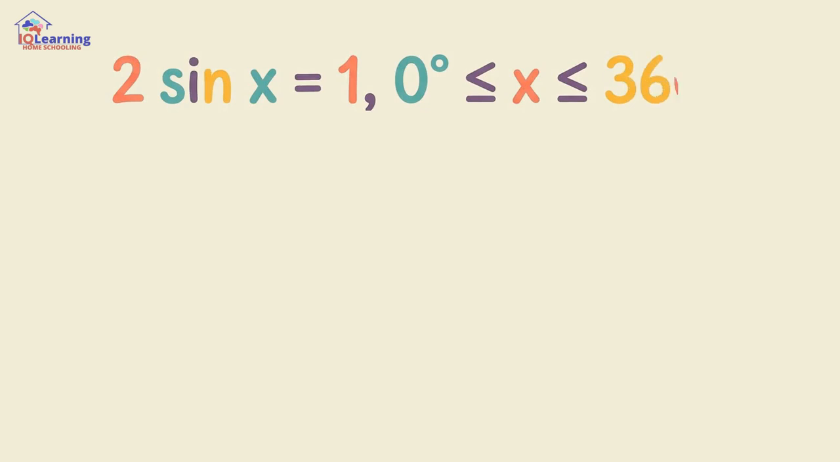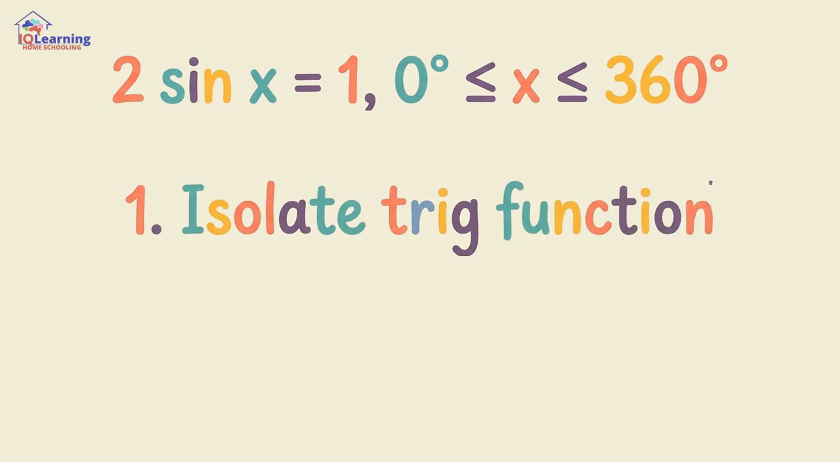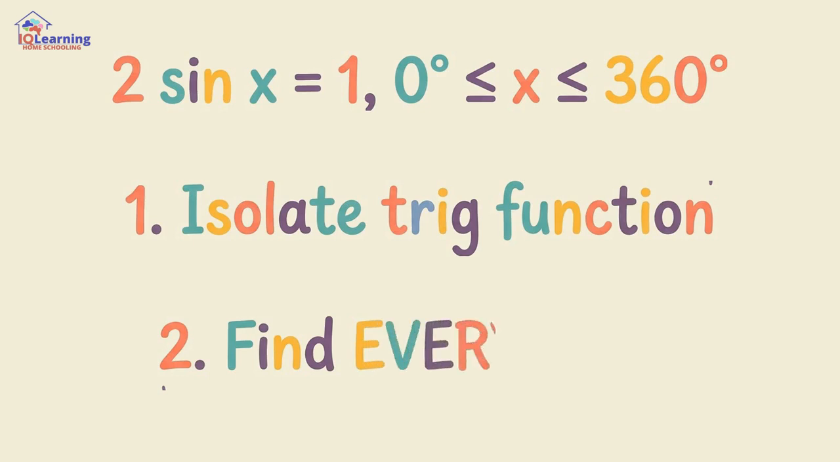We want to solve the equation 2 sine of x equals 1, where x is between 0 degrees and 360 degrees. The big idea with trig equations is this. First, isolate the trig function, then find every angle that gives that trig value. That word every matters because unlike many algebra equations, trig equations often have more than one answer.